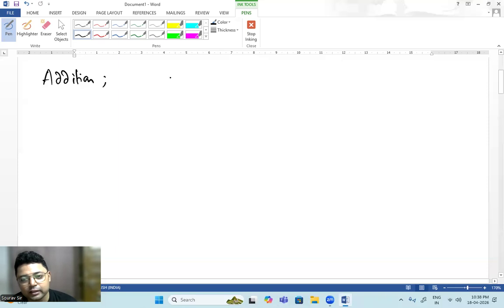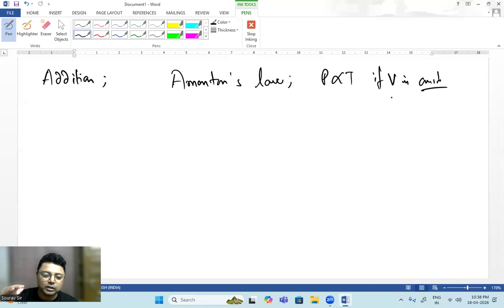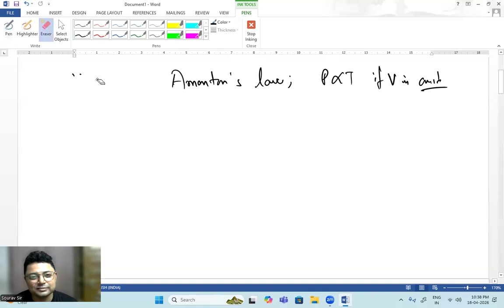So in the hilly region the pressure is low, and we have already learned about this in Amontons' law. Remember Amontons' law: pressure is directly proportional to temperature if volume is kept constant. So this is what happens in the hilly region. Pressure becomes lower, so the boiling point also comes to a lower temperature. Understood? Yes, sir.